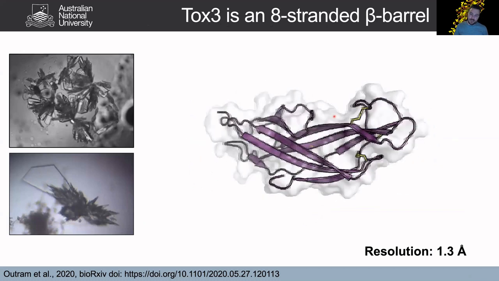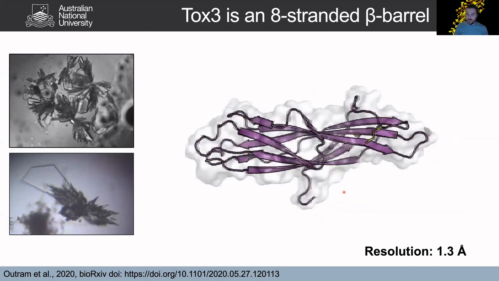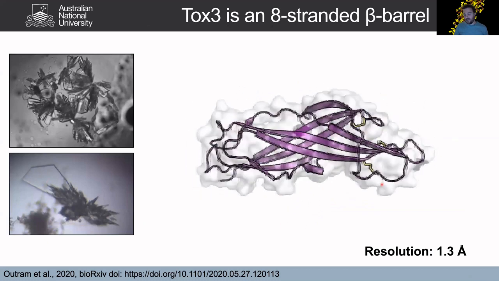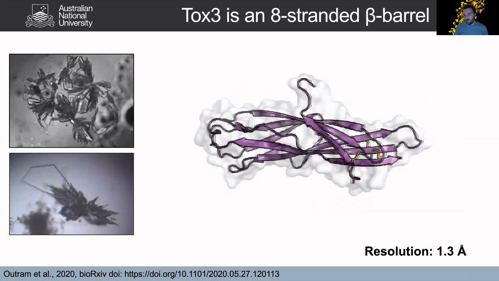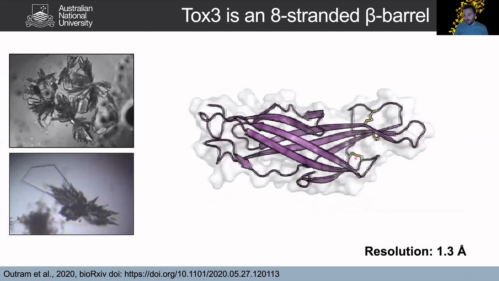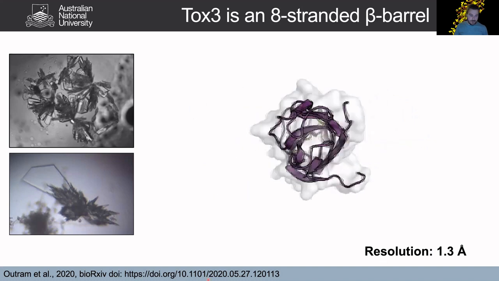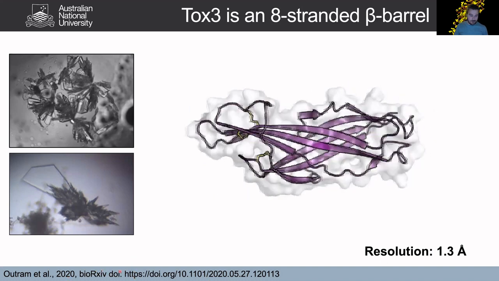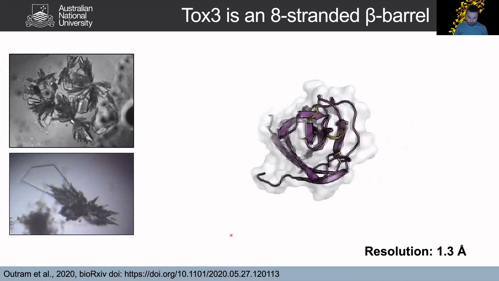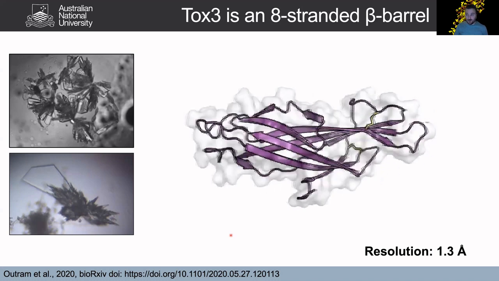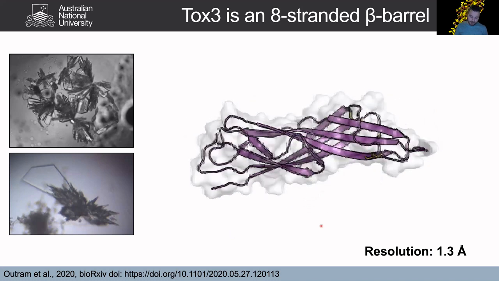What we have is an 8-stranded beta barrel structure. The protein is tethered back to itself by these 3 disulfide bonds that are indicated here in yellow. And so we had really nice resolution of this. The details of this we just dropped on to bioRxiv as well. So fantastic. This took a long time, but we got here, and here was our structure.